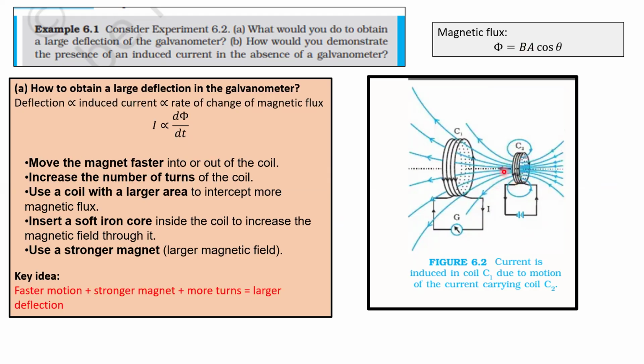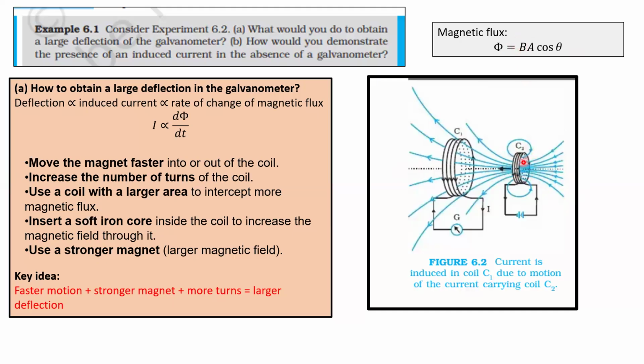Then, is there any other way to increase the magnetic field? One is by increasing the number of turns. The other way is using a soft iron core along the axis. Insert a soft iron core, which also increases the magnetic field. Or use a strong magnet. Now I repeat, B can be increased by three methods. Number 1, increasing the number of turns. Number 2, using a strong magnet. Number 3, using a soft iron core. Three methods, so we can increase B.